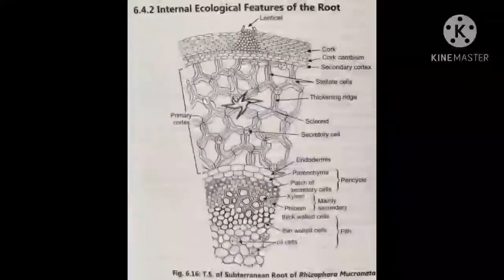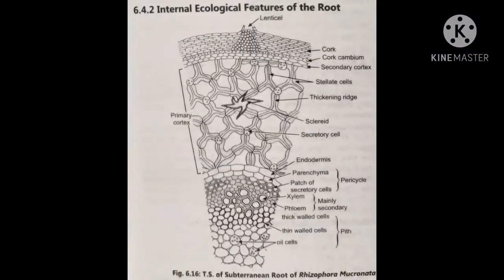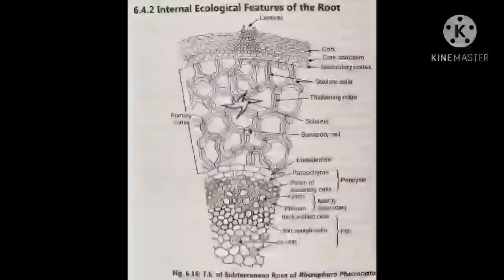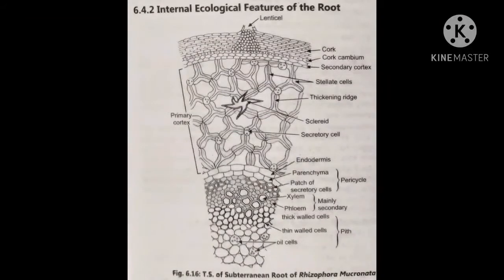This figure is a TS of halophyte root. From outside you can see there is a multi-layer cork produced by cambium. That cork shows the presence of lenticels. After that there is a secondary cortex, then a primary cortex made by stellate cells. Stellate cells are arranged and join one another. Then there is a pith at the center. So you can refer to this figure.